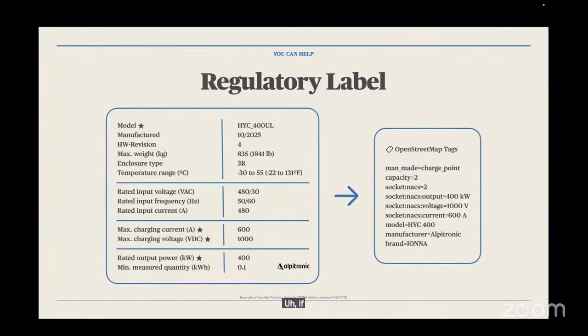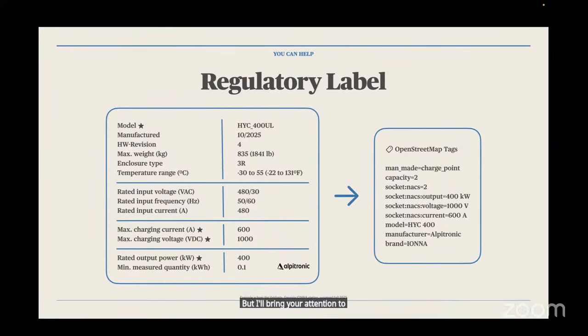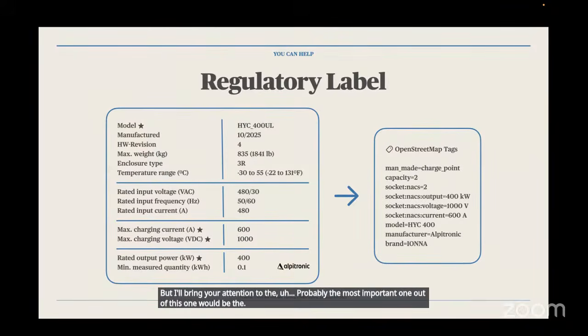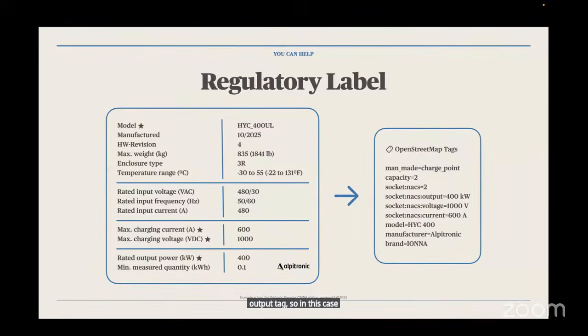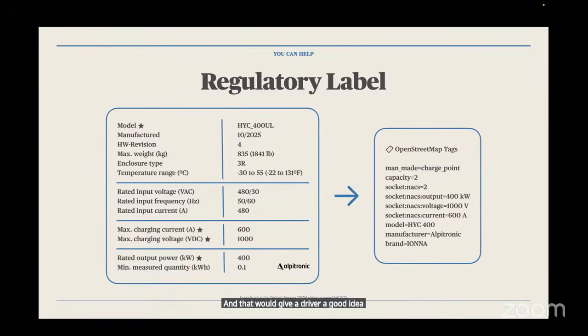If you get ambitious, you can always look at the regulatory label on each of these dispensers. You'll find a whole lot of information on them. It could be overwhelming, but I'll bring your attention to probably the most important one, which would be the output tag. So in this case, it's socket NACS output, would be 400 kilowatts. And that would give a driver a good idea about how fast their max output would be.